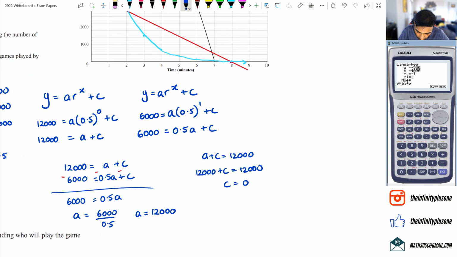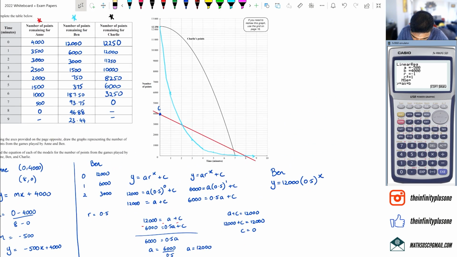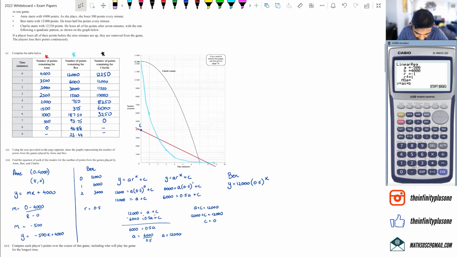So our equation for Ben then is going to be y is equal to 12,000 times 0.5 to the x. So this is for Ben's equation. Now I know it seems like a lot of work for this particular equation, and the more you do, the more you realize that you could have done this without the simultaneous equations. But again, like I said to you, with these kinds of questions, you get better at it as you start practicing more.